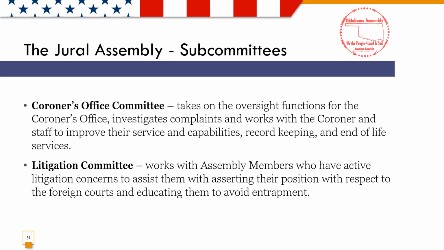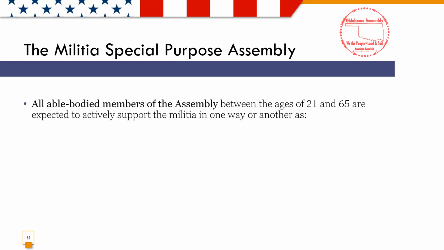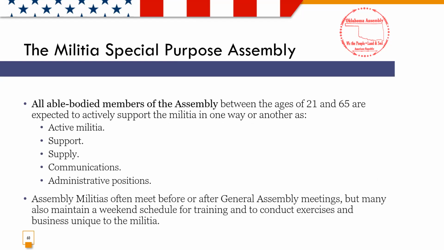When people have active cases going on, they need help. Now you've got the militia special purpose assembly. All able-bodied members of the assembly between 21 and 65 are expected to actively support the militia in one way or another. So you could be active militia. You could be support. You could be supply, communications, administrative positions. They often meet before or after General Assembly meetings. Many also maintain a weekend schedule.